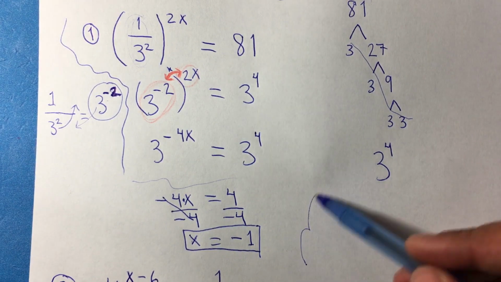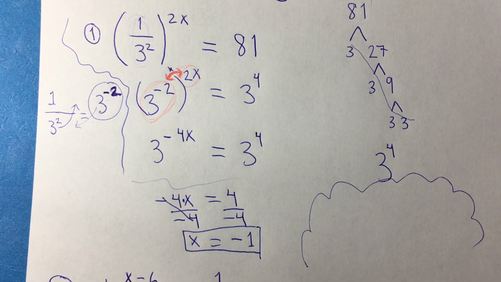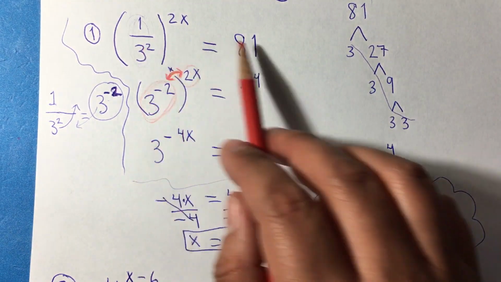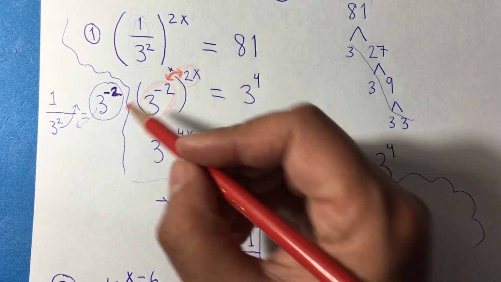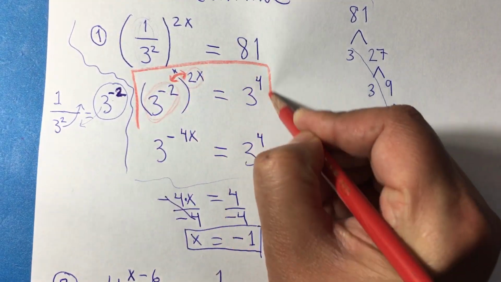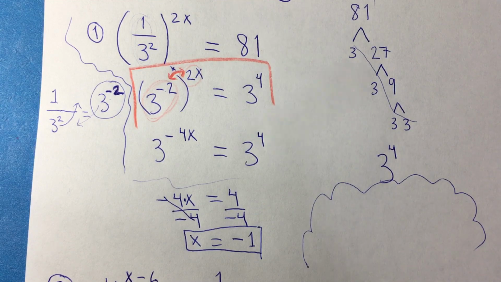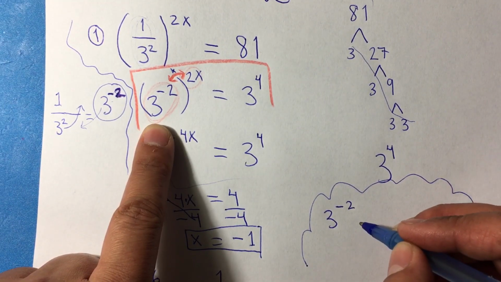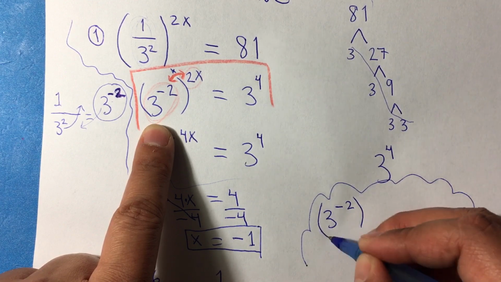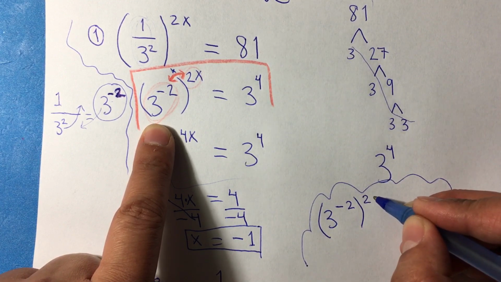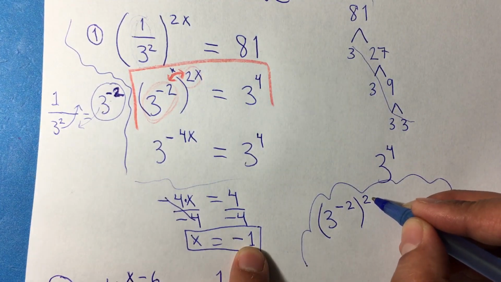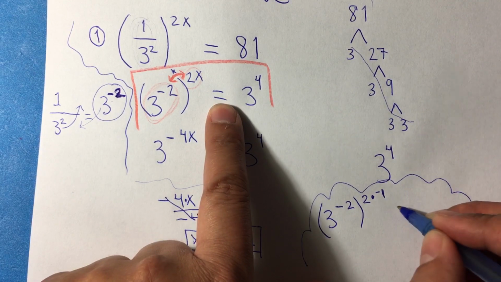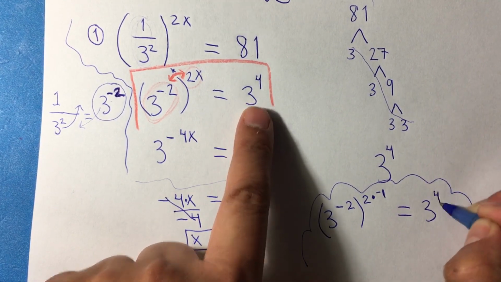Now, if you recall, we can create a checkup test, but it cannot be done with this one because they have different bases. We can do the checkup with the second step. And so we have 3 to the power of negative 2, all raised to the 2 times x, but we already know that x is negative 1, equals 3 to the 4th power.